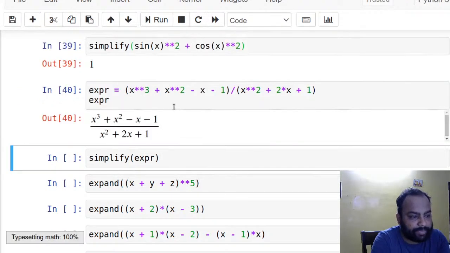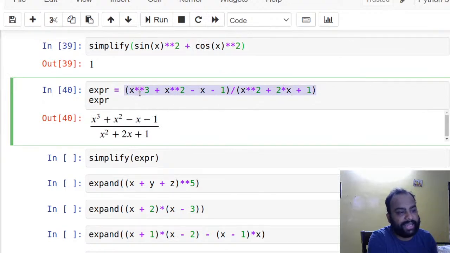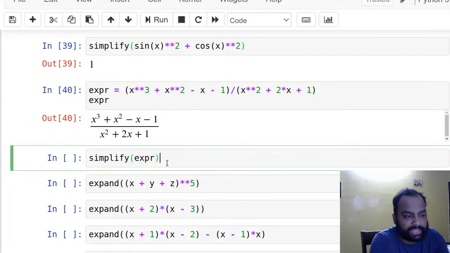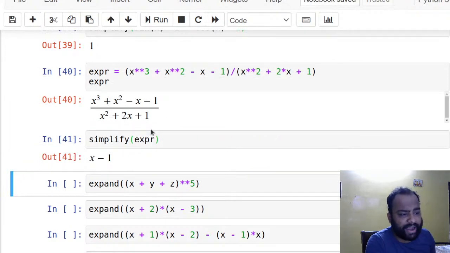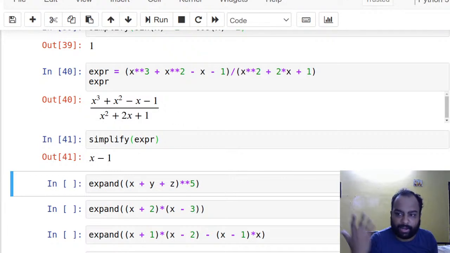Let's say another expression here. So again, we are writing an expression like this. Essentially x cube plus x square minus x minus 1, and then on the denominator I have x square plus 2x plus 1. You understand the representation of cube here, right? Star is power in Python, of course. So if I call simplify on this, what happens? It removes common factors. It factorizes and cancels out the common factor.